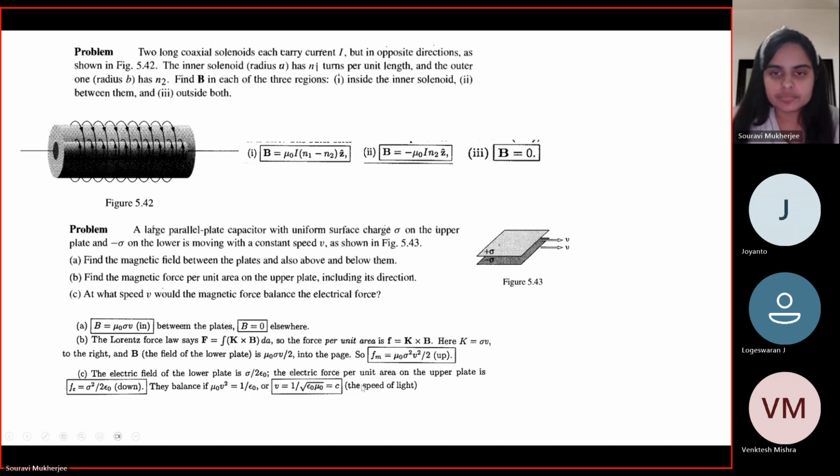Okay. So is it clear how we tried to get to this magnetic field expression? Basically, you're putting K as sigma V and then trying to look at what are the directions of the fields for both the plates. Okay, so be careful about the directions. If you have any doubt, please let me know. Okay.